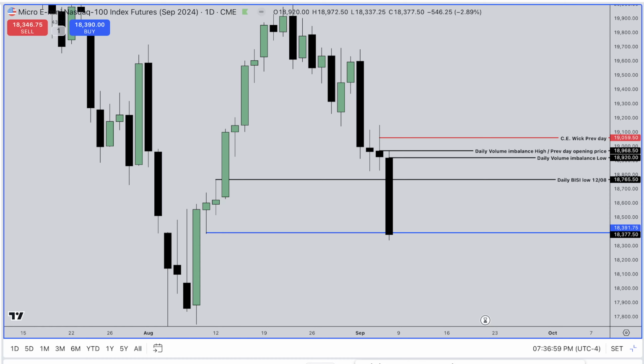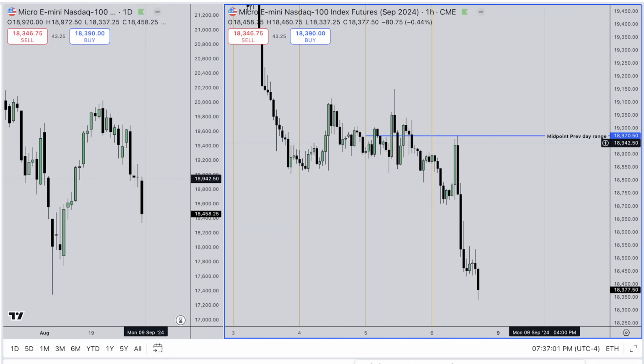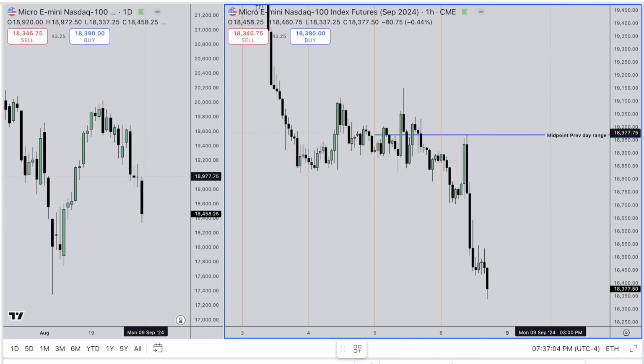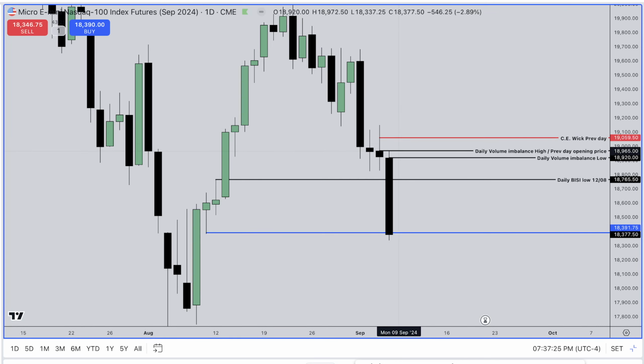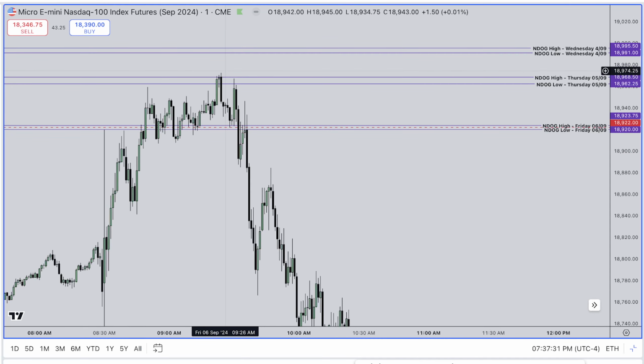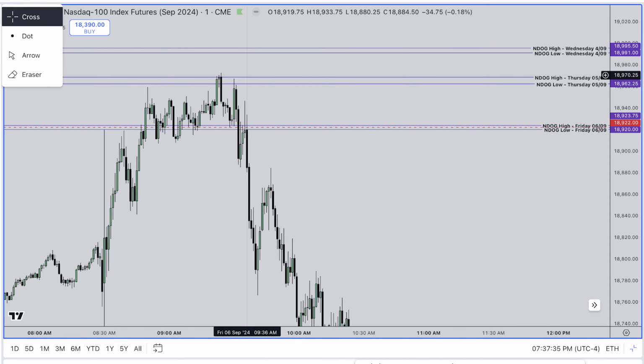Another specific price point that I want to talk about is the midpoint of the previous day range, this point. As you can see, the price is 917. I've miscalculated, so that's okay. So keep that price in mind. This is in close proximity to 968, and what's also in close proximity to that is the new week opening gap.